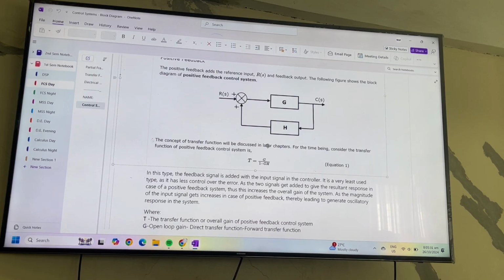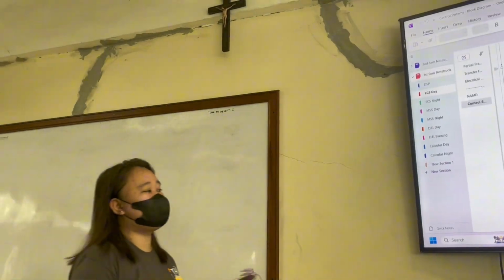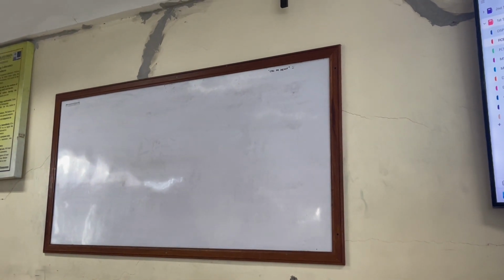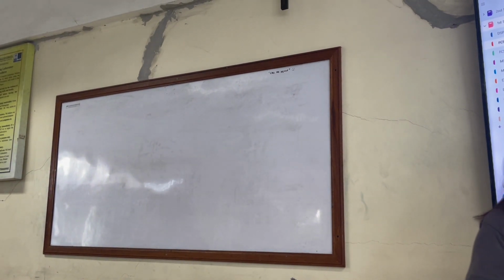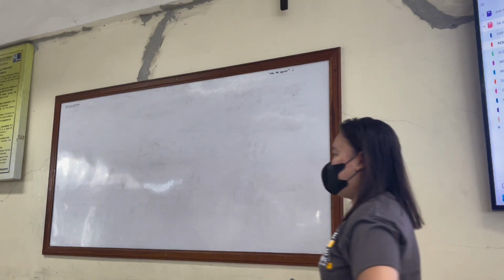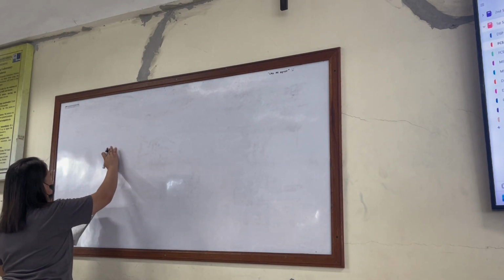This is a positive feedback control system. Now, the transfer function, or overall gain, of a positive feedback control system is T equal to G over 1 minus GH. Now, if you observe, it is a positive feedback, but it has a negative sign. Okay? Now, if we have that, C(S).